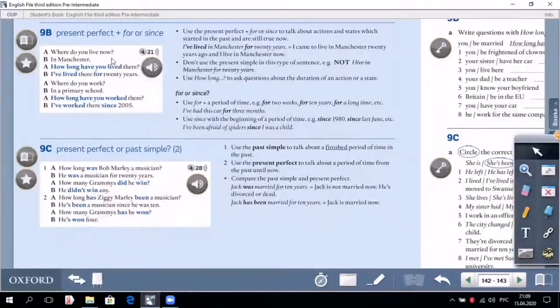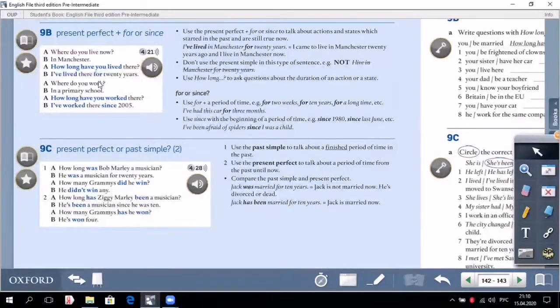Okay, so you have just listened to these sentences. Where do you live now? In Manchester. This is just present simple. The next sentence, how long have you lived there? I've lived there for 20 years. You see, for 20 years I've lived. This is the form of present perfect tense.